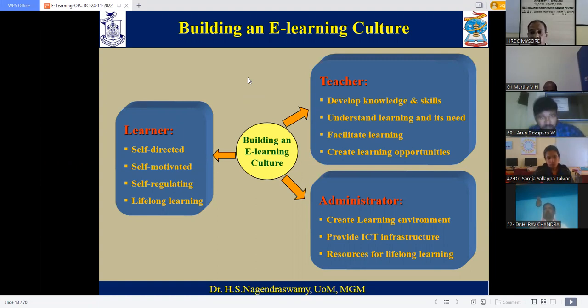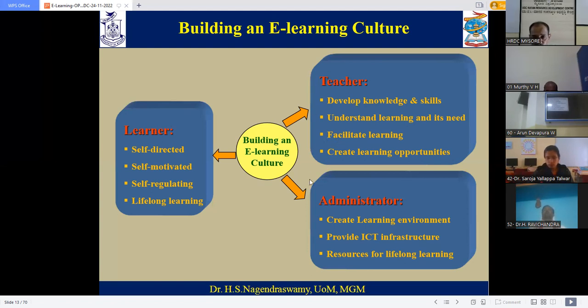Otherwise it's very difficult for any education institution to survive, whether it is a government institution or a private institution or a higher education institution. The institution has to inculcate the knowledge of technology and e-learning culture in the institution, right? So that's how. Now look at here, building an e-learning culture.